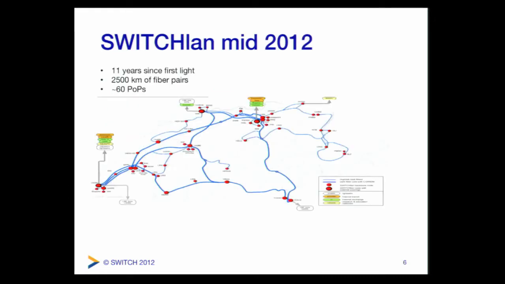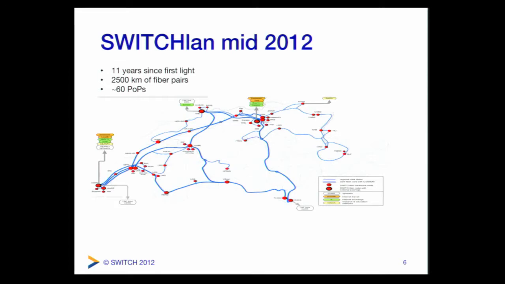I think this map is a little bit familiar to some of you. This is the fiber footprint of our network in Switzerland. Switzerland is a small country. Nevertheless, we have 2,500 kilometers of fibers, and you see a lot of rings or mesh, whatever. The red dots are our POPs. Our POPs are within our customers' premises. We have about 60 of them.